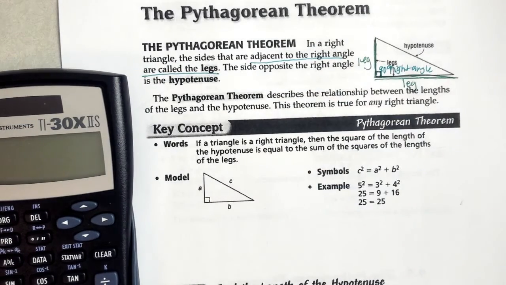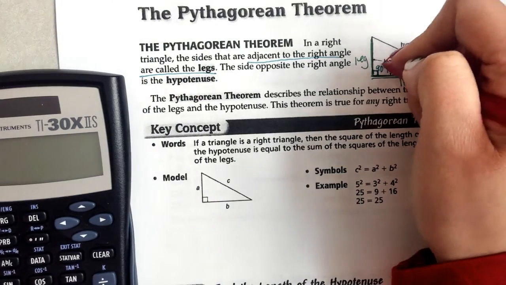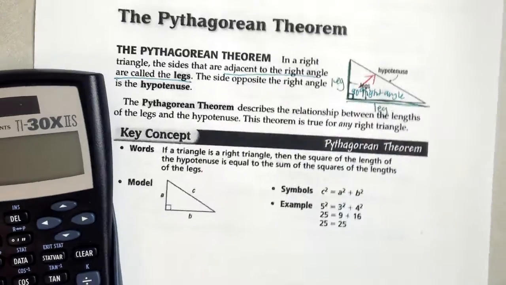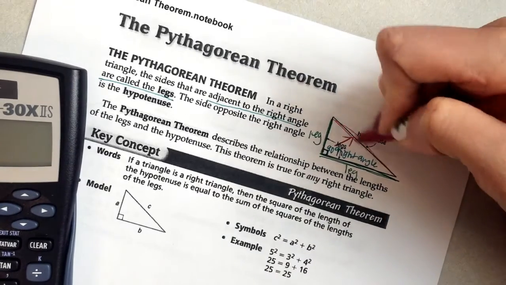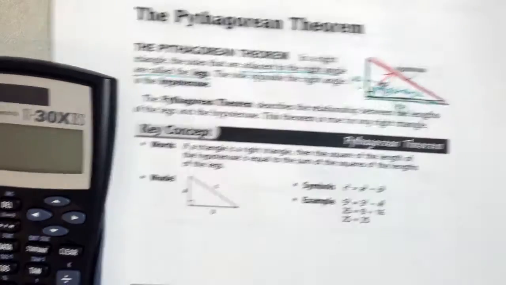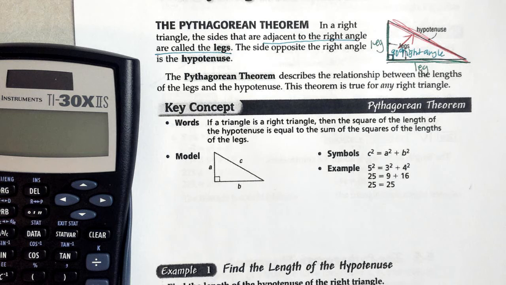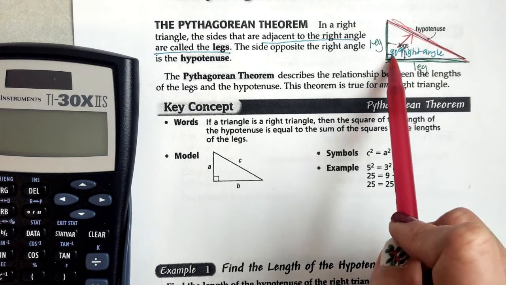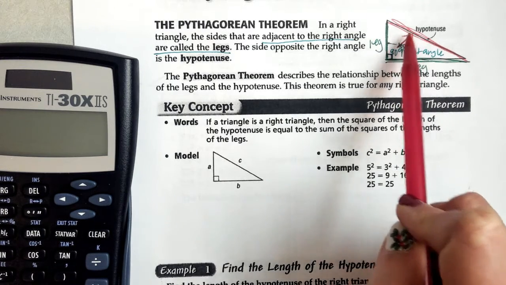Okay? Then the one that is opposite or straight across is called the hypotenuse. The hypotenuse is always the longest side of a right triangle. Okay, so there's two ways to kind of think about it. It's opposite the right angle and it's the longest side here.